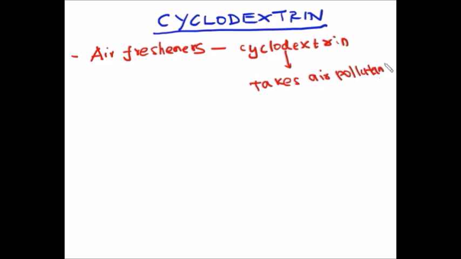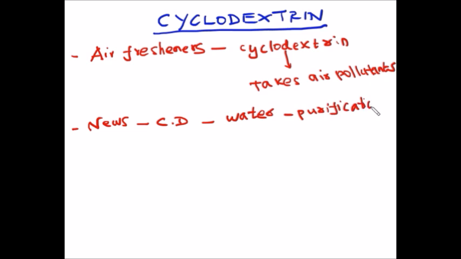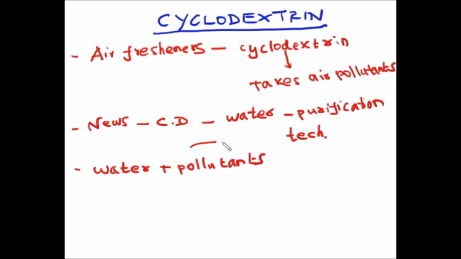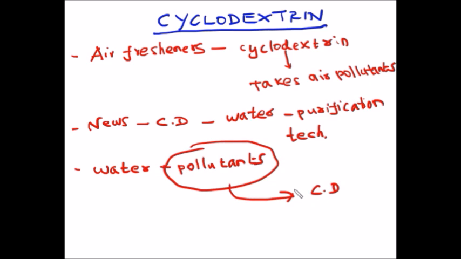The same material, cyclodextrin, is used to clean water. Recently, scientists used cyclodextrin for water purification technology. Cyclodextrin takes the pollutants present in the water at a much faster rate when compared to traditional activated carbon. The advantage of activated carbons is that they have a larger surface area than the polymers made from cyclodextrin, but the binding capacity of cyclodextrin with the pollutants is very high.